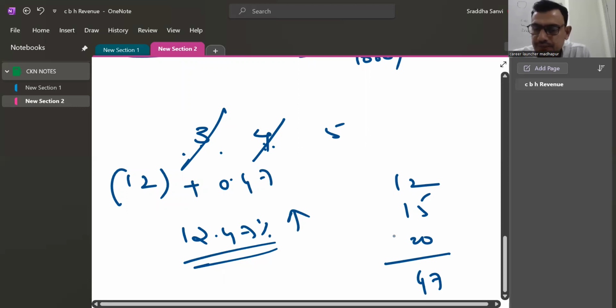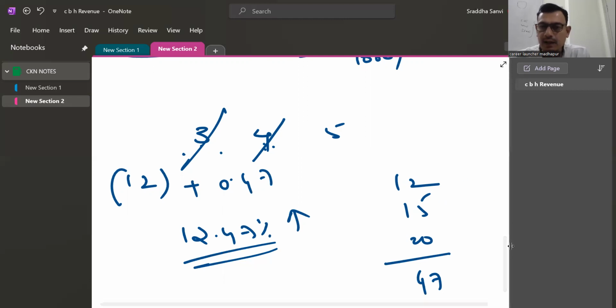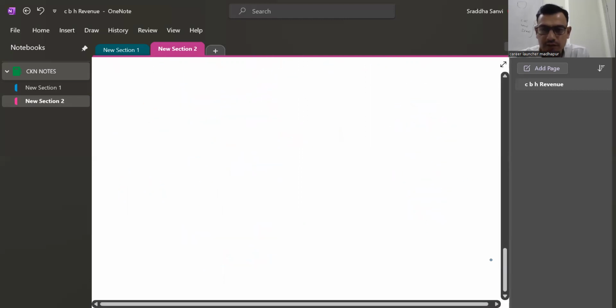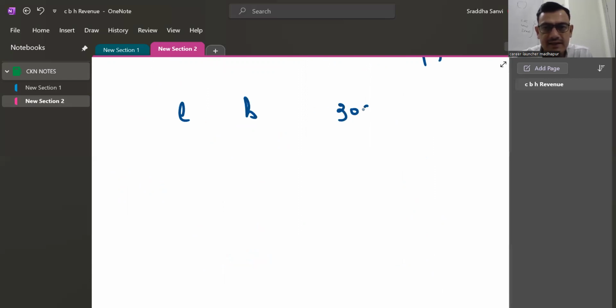Is it okay? Excellent. Now the next part of the story, what I need to learn. For example, I have length and breadth of a rectangle as 30 centimeter and 20 centimeter. I was asked to find, if there is a growth of 10% in length, growth of 10% in breadth, what is the change in perimeter, right?